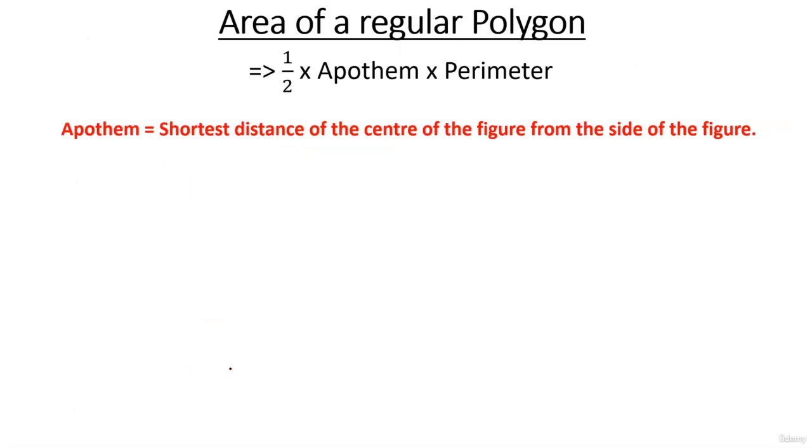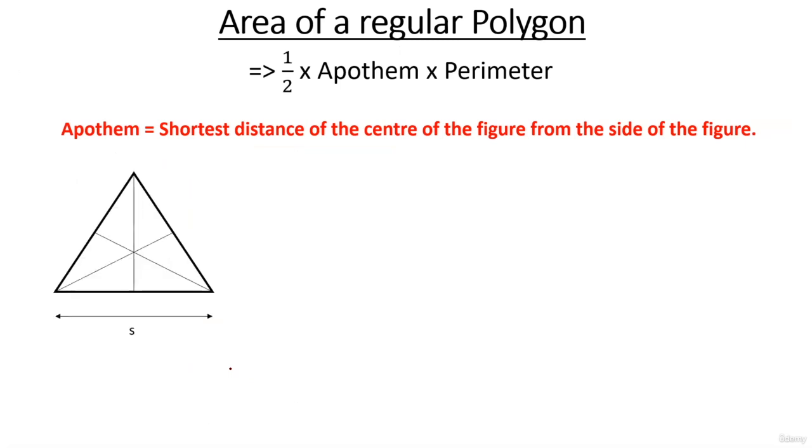Let's take an example. Suppose I draw an equilateral triangle. For the equilateral triangle, I'll take a side as S, and let me drop all the medians or angle bisectors or perpendicular bisectors. Where all these points meet, that is the center of the figure. In this case, this will be the circumcenter, incenter, orthocenter, and also the centroid. So for the equilateral triangle, this is the center of the figure. What will its distance from any side be?